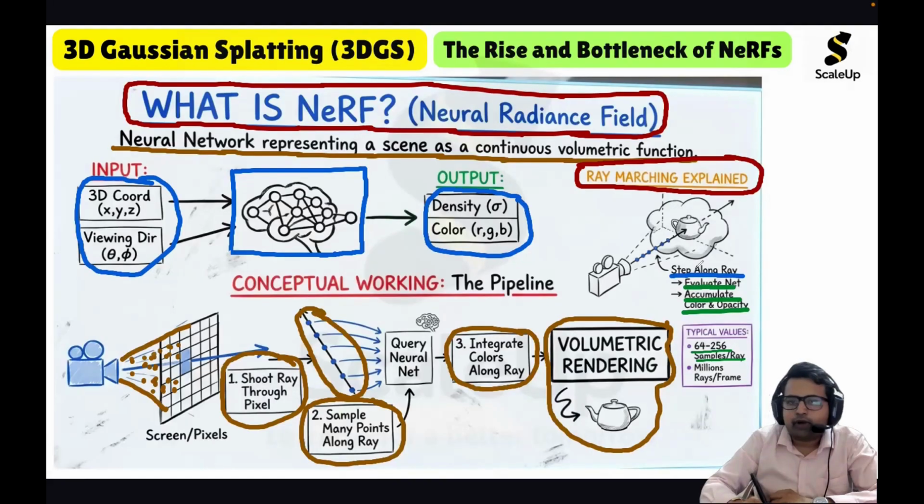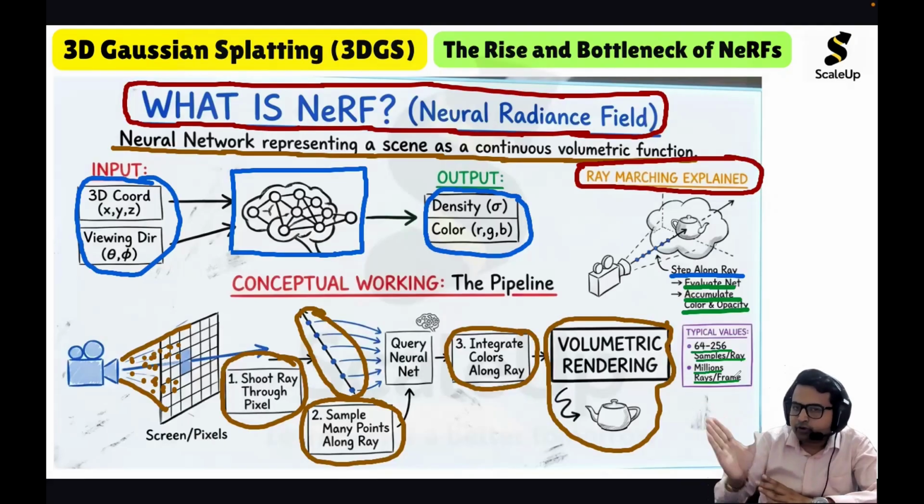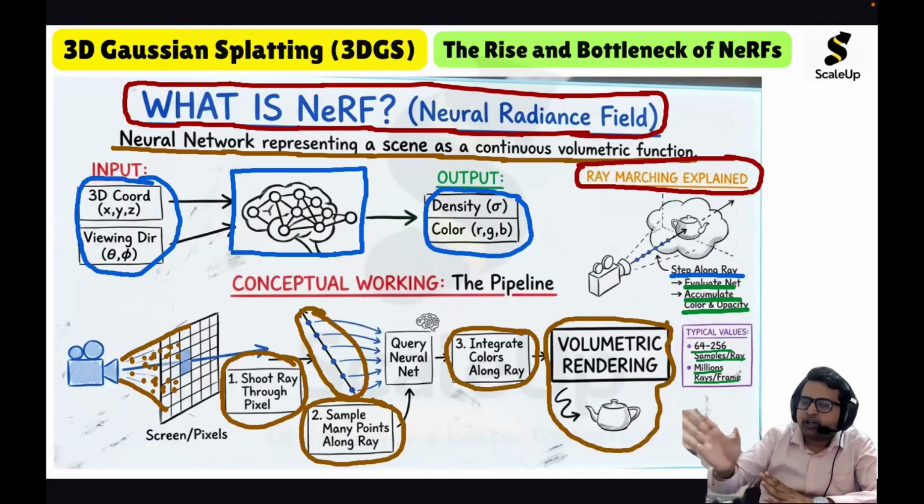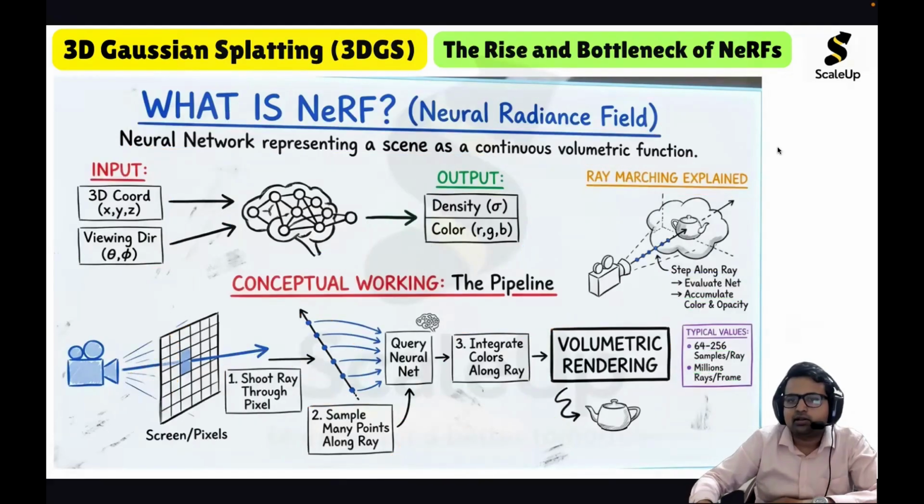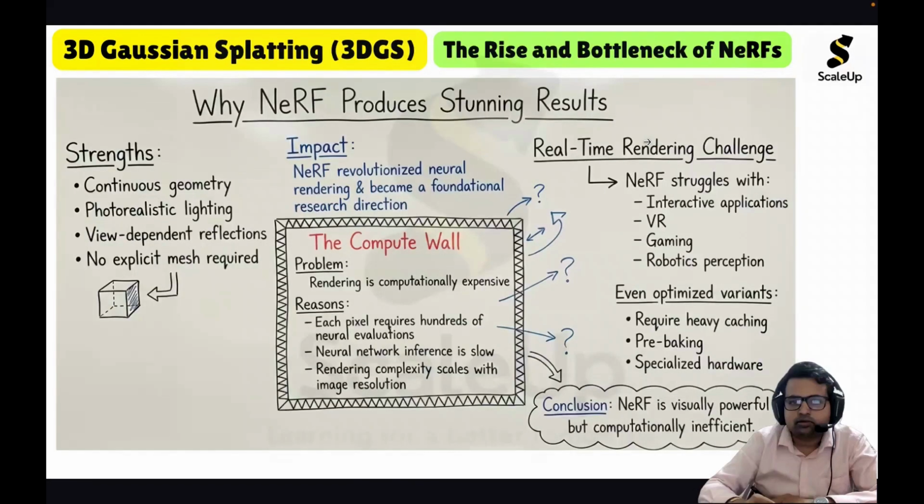And for a frame, you should be having millions of rays, because this is just one point of view. Then you'll shift a bit, then second angle, then third angle, like that millions of points you have to cover. And that is what the bottleneck is. Before discussing the bottleneck, let us discuss the strengths of this approach.